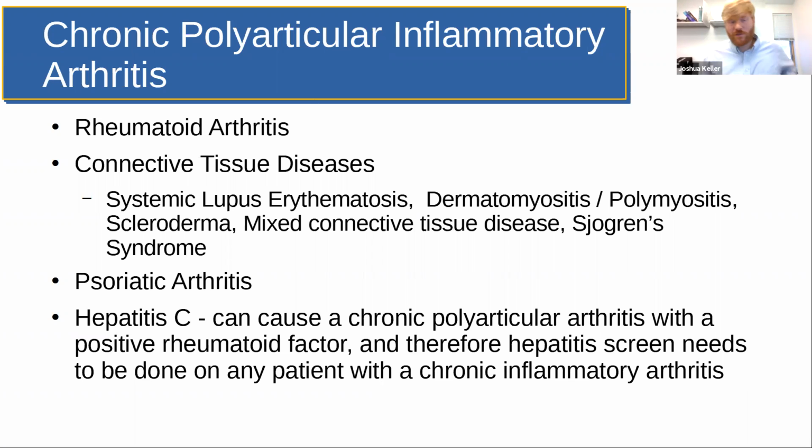I'll try to wrap it up quicker here. So chronic inflammatory arthritis, which is the biggest group of patients that we have: rheumatoid arthritis, all the connective tissue diseases, psoriatic arthritis, which while being oligo-articular, can definitely present in a classic RA-like presentation, and then hepatitis C, as I mentioned.